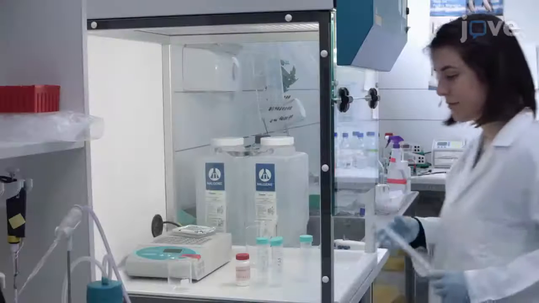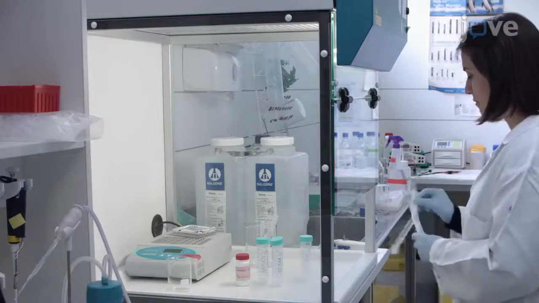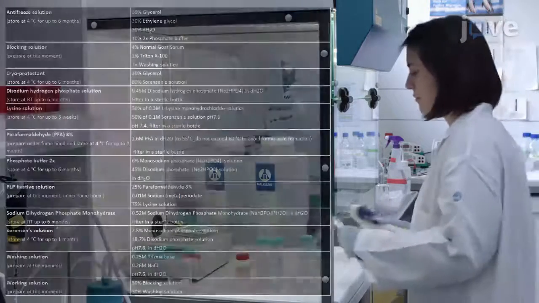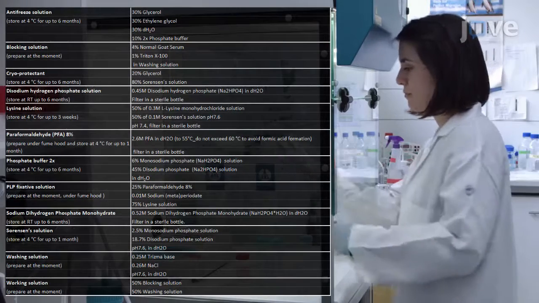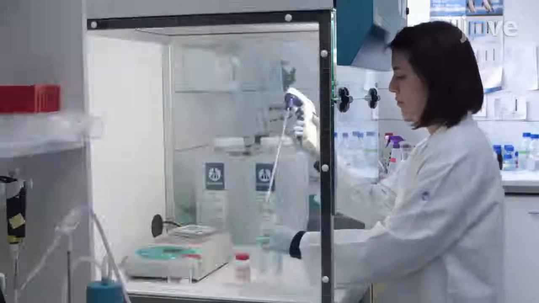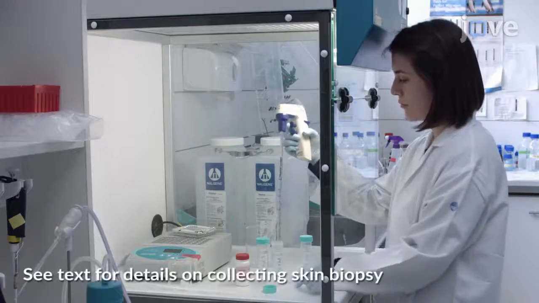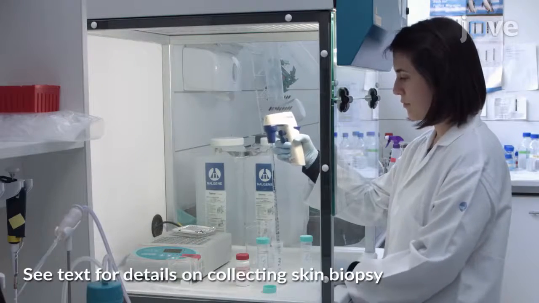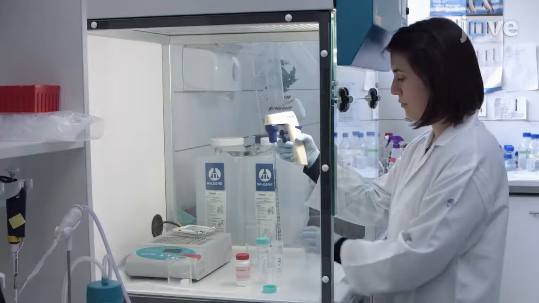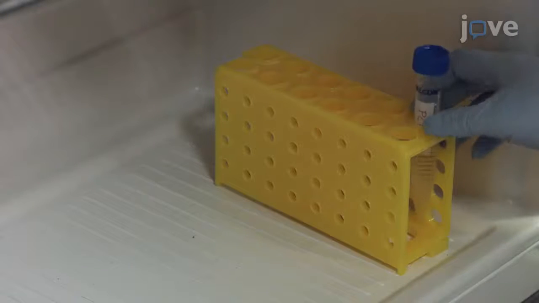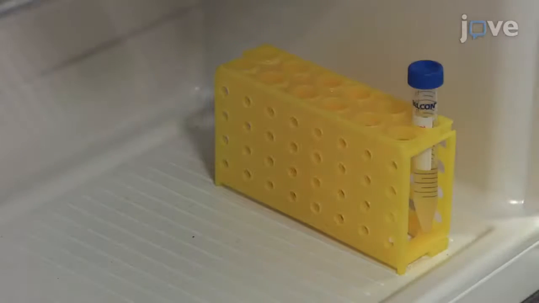To begin this procedure, prepare a fresh PLP fixative solution as outlined in Table 1 of the text protocol. Immediately after collecting skin biopsy, submerge it in a tube containing 10 milliliters of the fixative solution. Incubate overnight at 4 degrees Celsius.